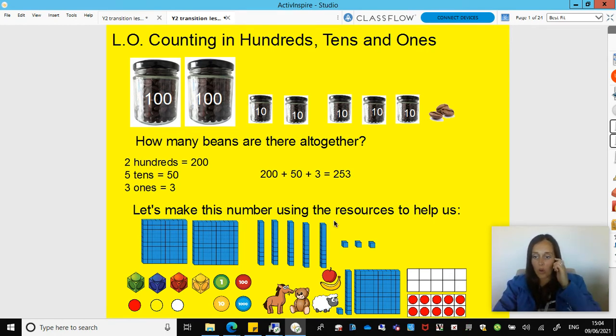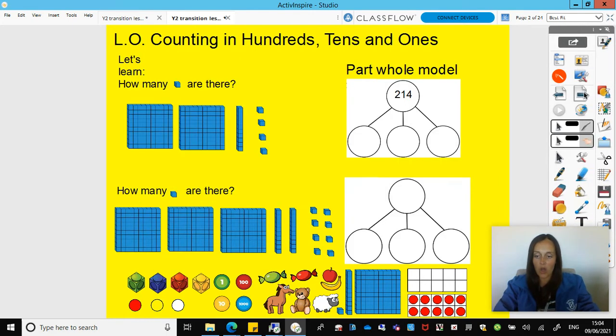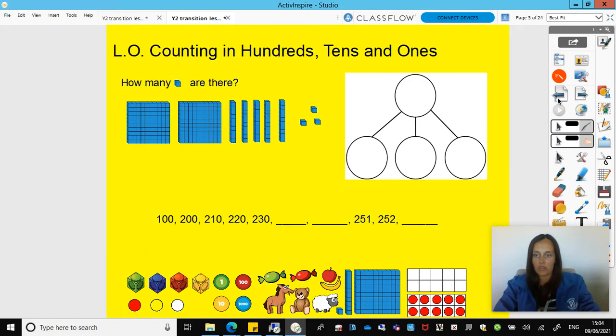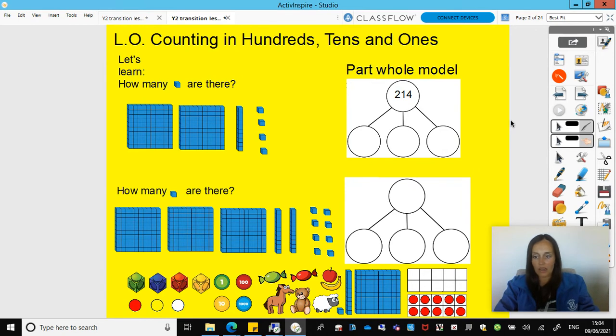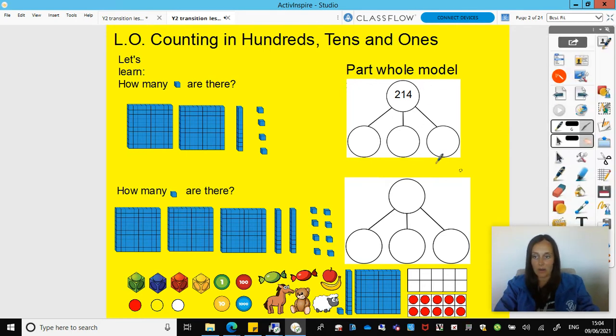So now we're going to be looking at some other numbers that we're going to represent, but we're not just going to represent it using the base 10, we're also going to put it into a part-whole model, okay? Don't worry if you don't know what a part-whole model is, because we're going to be doing lots of them in year 3, but if you do, then that's fantastic. So with our part-whole model, it helps with our partitioning. We're going to see how many hundreds, tens and ones we have got in each number.